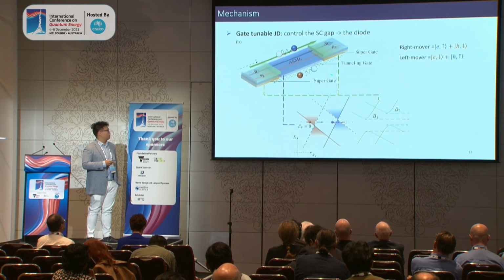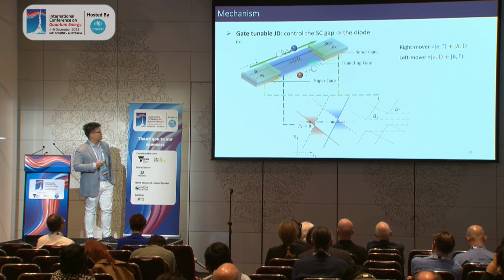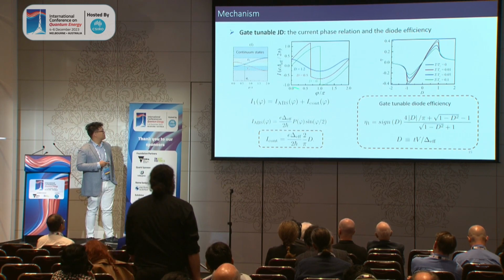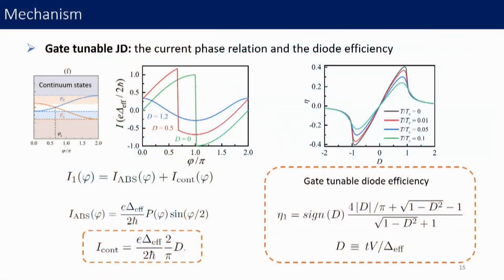So when we construct a Josephson diode, we find that this system can be controlled by a supergate acting on these two superconductors and a tunneling gate. This is gate tunability. So let's move fast. We can calculate the current of this junction and find that there is another contribution from the Doppler energy shift.